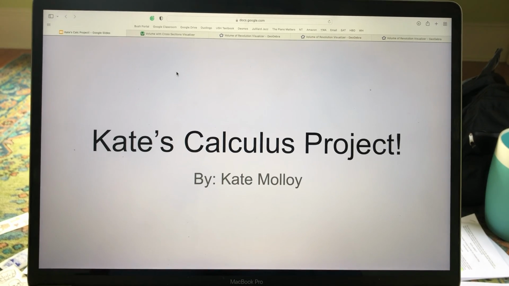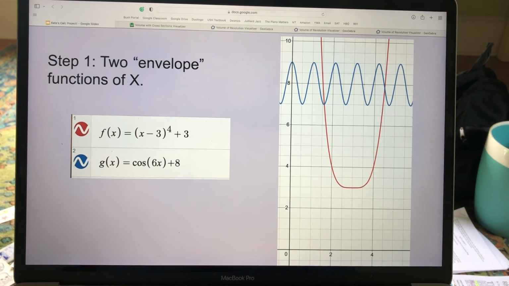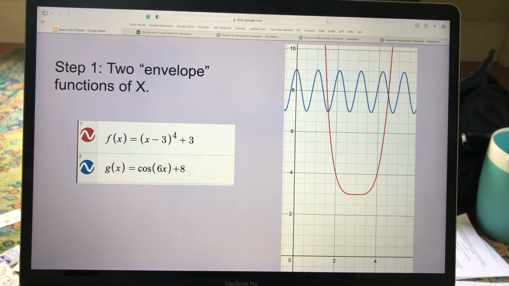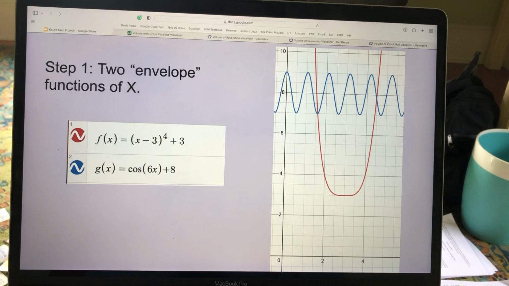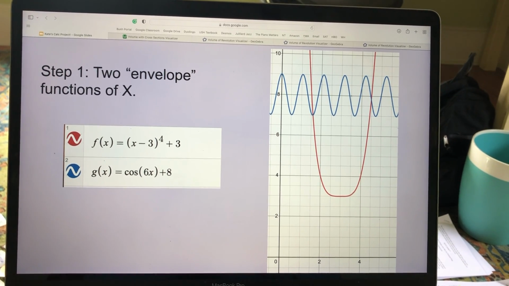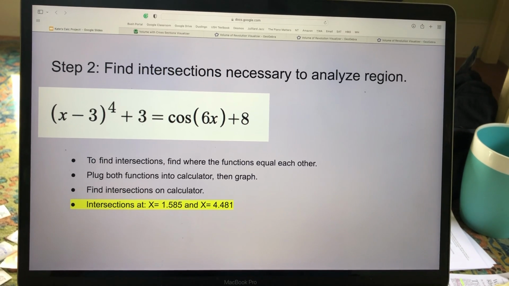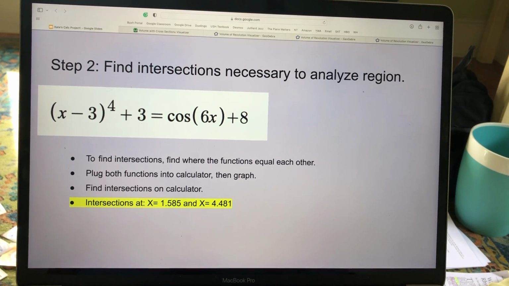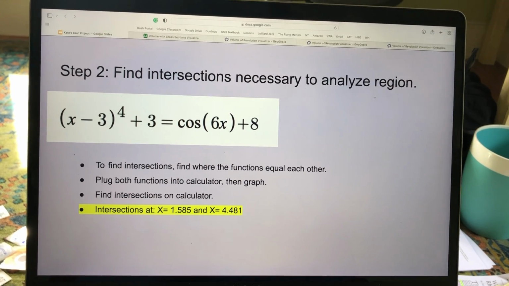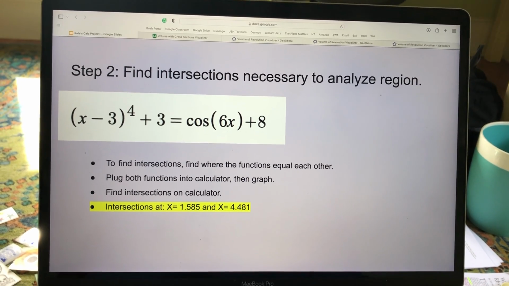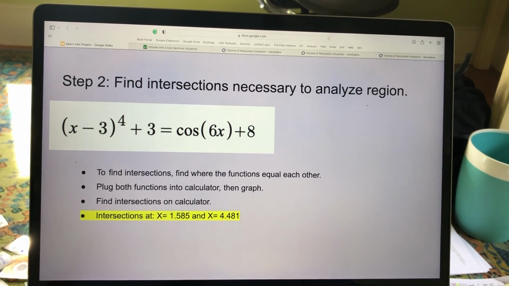So here's my project. My two envelope functions are f of x equals (x minus 3) to the fourth plus 3, and g of x equals cosine of 6x plus 8. To find the intersections necessary to analyze the region, I set them equal to each other, plugged them in the calculator, and found the intersections that way. So they're at x equals 1.585 and x equals 4.481.